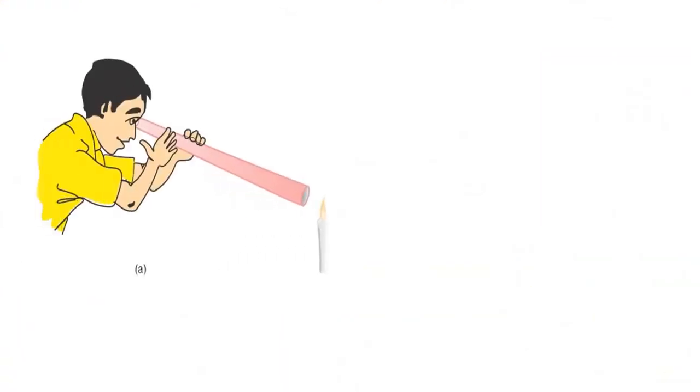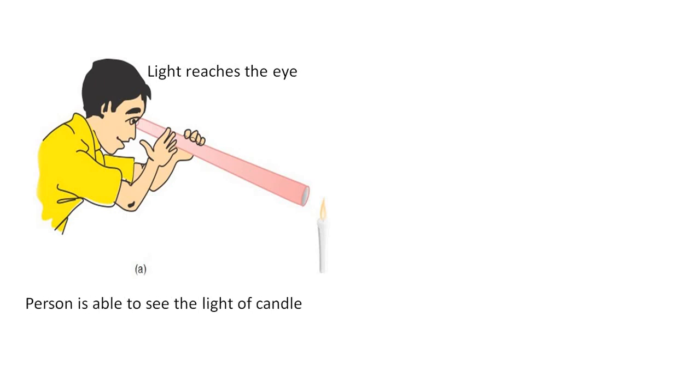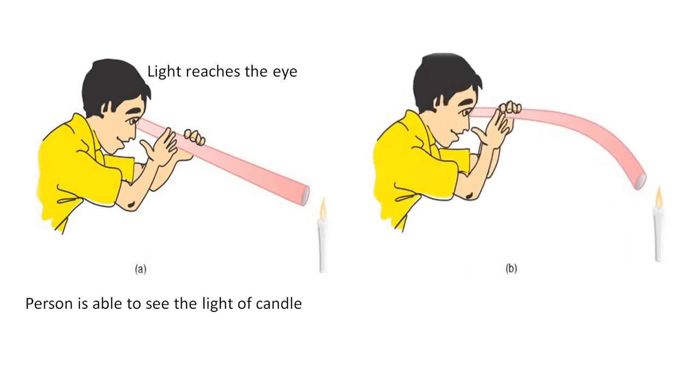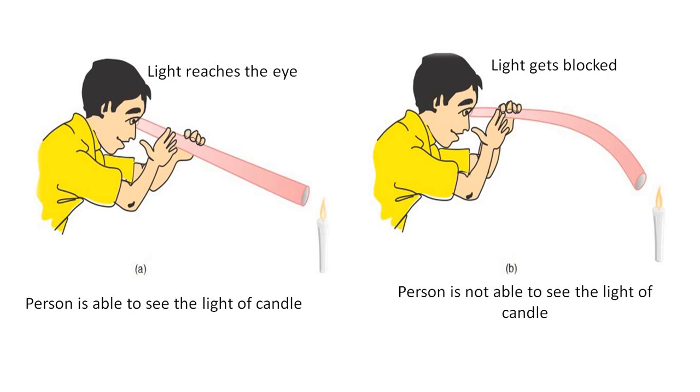Take a candle, fix it on a table and light it. Look at the flame of the candle through a tube as shown on the screen. Light reaches the eyes and you will be able to see the light of the candle. Now, bend this pipe or tube from the center and look at the flame again. In this case, as the light gets blocked, you will not be able to see the light of the candle.